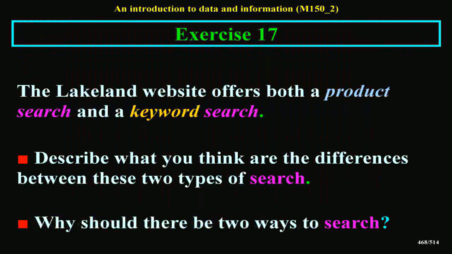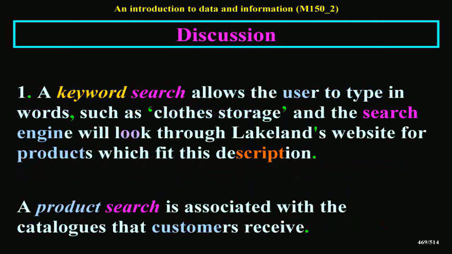Exercise 17. The Lakeland website offers both a product search and a keyword search. Describe what you think are the differences between these two types of search. Why should there be two ways to search? Discussion.